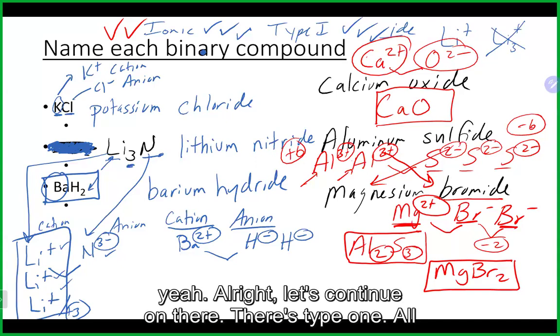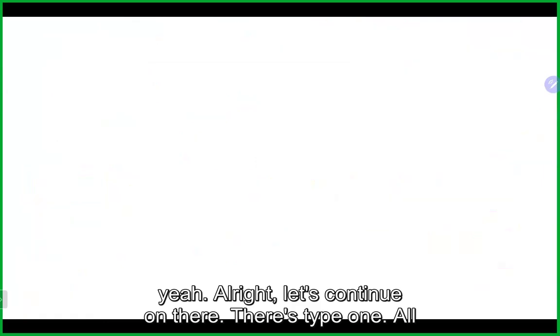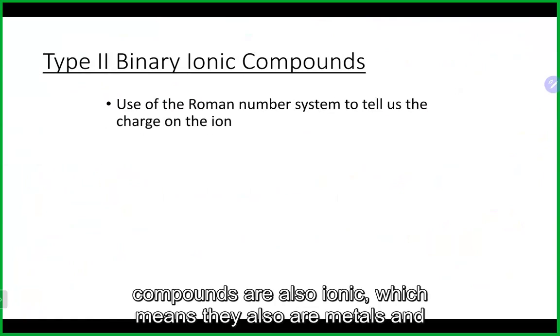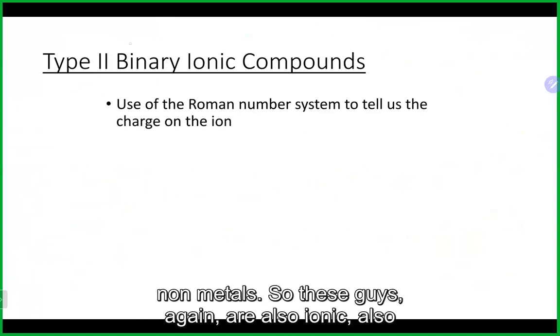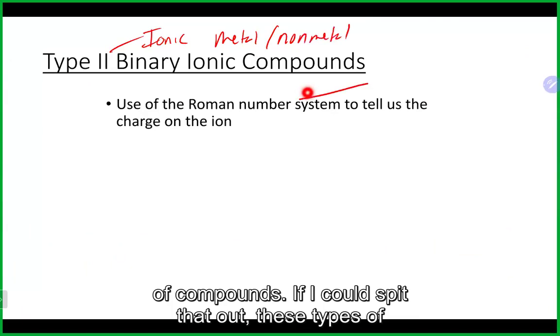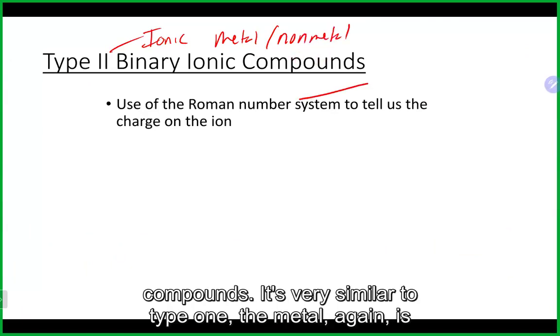All right. Let's continue on there. There's type 1. All right. Now let's talk about type 2 compounds. Type 2 compounds are also ionic, which means they also are metals and nonmetals. So these guys, again, are also ionic, also metals and nonmetals. And the deal with these types of compounds is very similar to type 1.